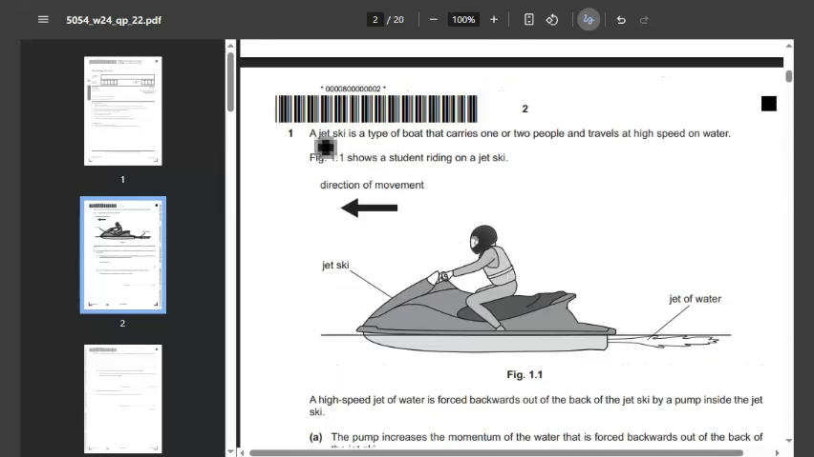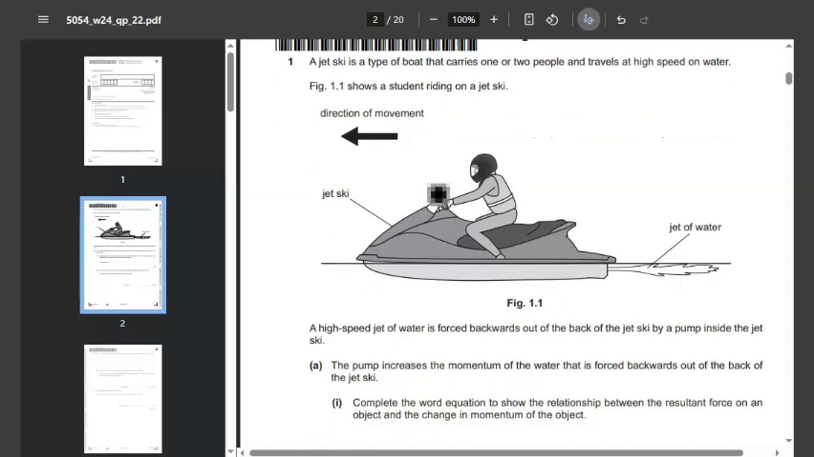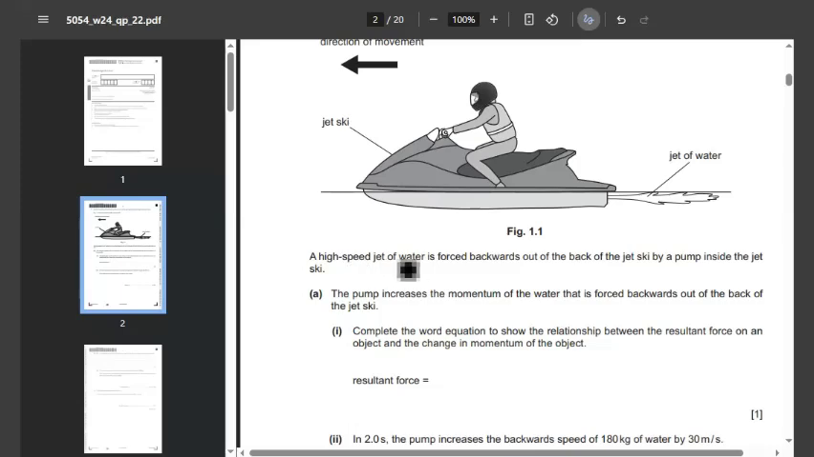Question 1. A jet ski is a type of boat that carries 1 or 2 people and travels at high speed on water. Figure 1.1 shows a student riding on a jet ski. A high-speed jet of water is forced backwards out the back of the jet ski by a pump inside the jet ski. So they are saying that a student is riding a jet ski and there is a pump right over here which is forcing water out of the jet ski.